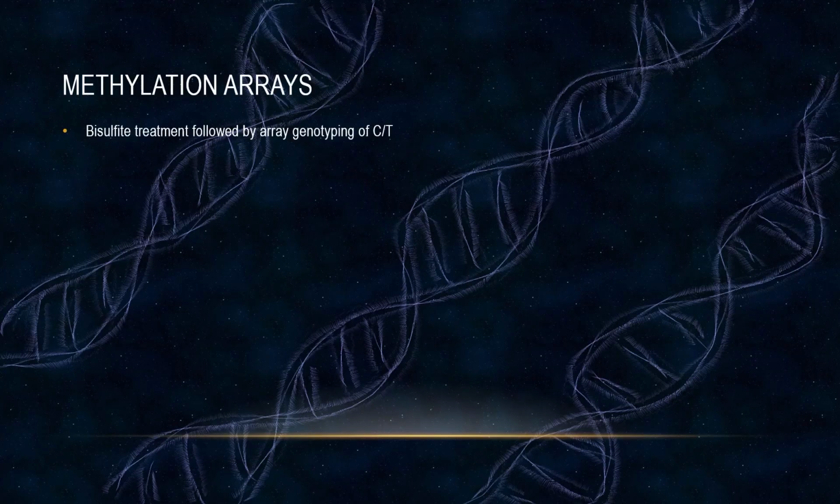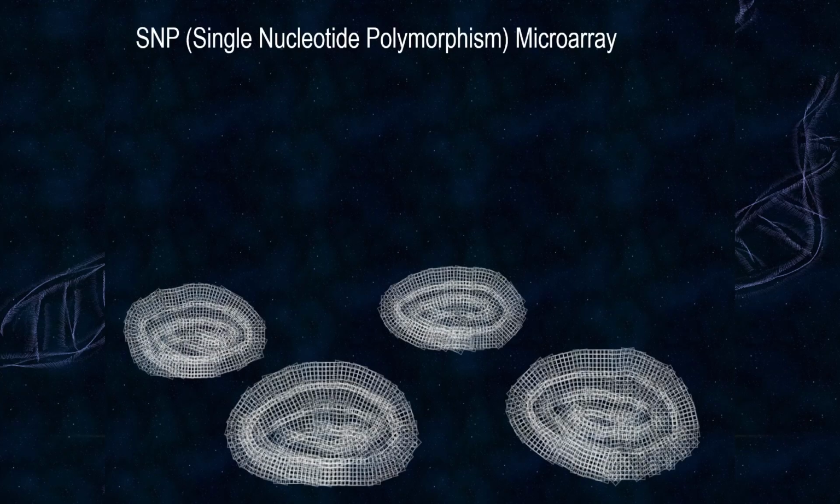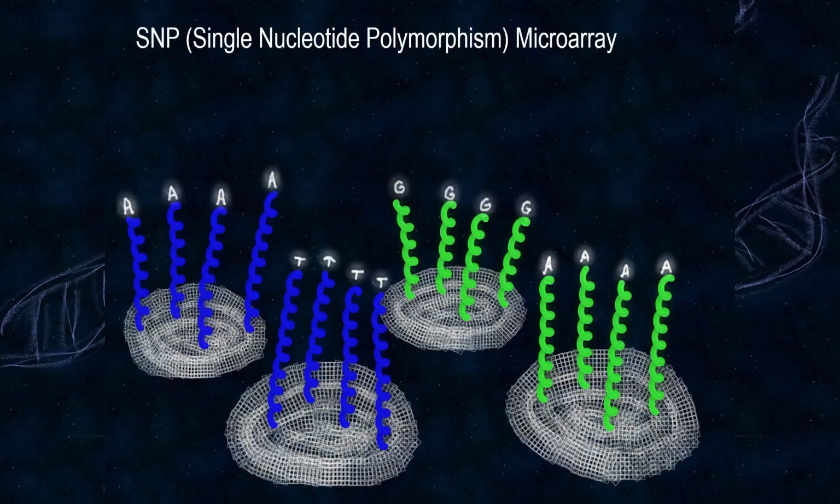So these standard arrays work in a similar way. They still get treated with bisulfite first, and then you just figure out if all the sites are now a C or a T, and that's done by a microarray. And so I have a little graphic for microarray. This one isn't specifically for methylation, so these are going to be different nucleotides, but just use your imagination and pretend they're all looking at C's versus T's.